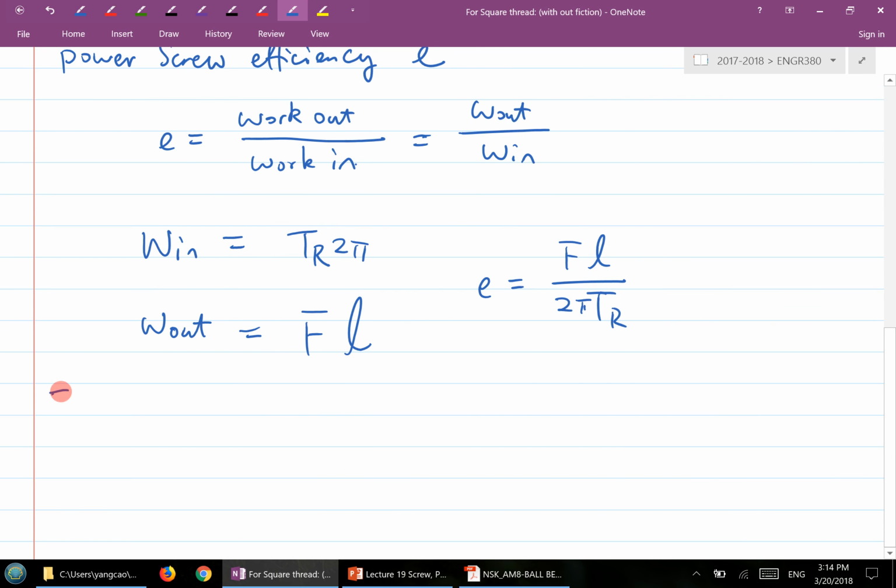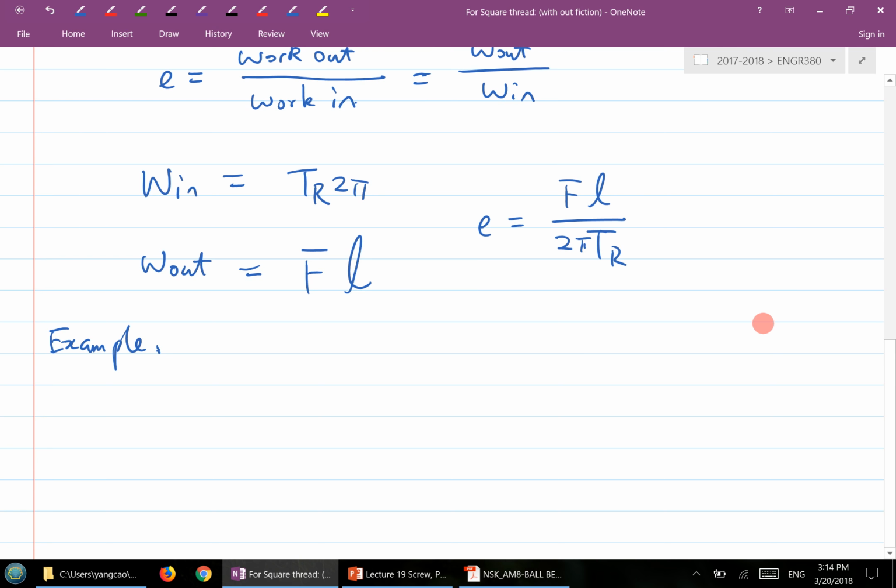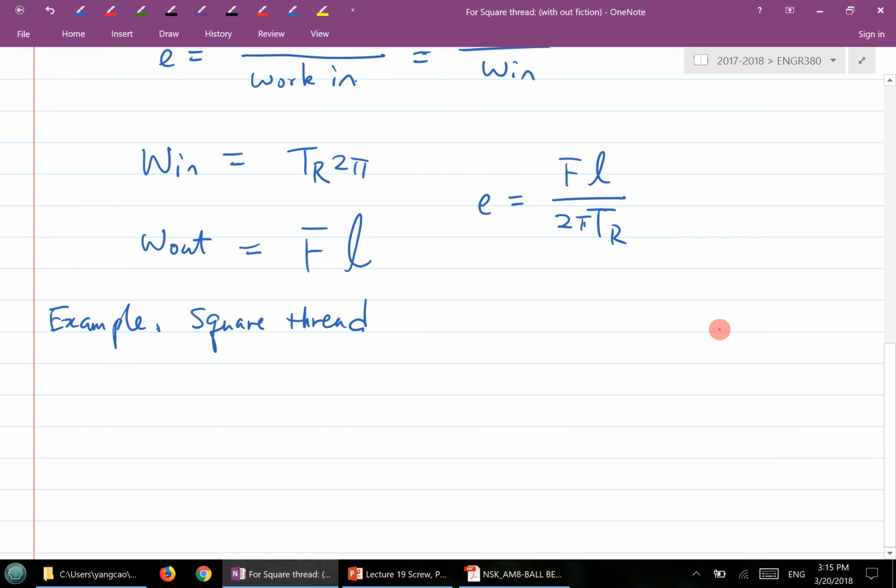So let's take a look at the example quickly. Still have a few minutes. I'll use a square thread for this example. Square thread basically refers to a thread type like this.